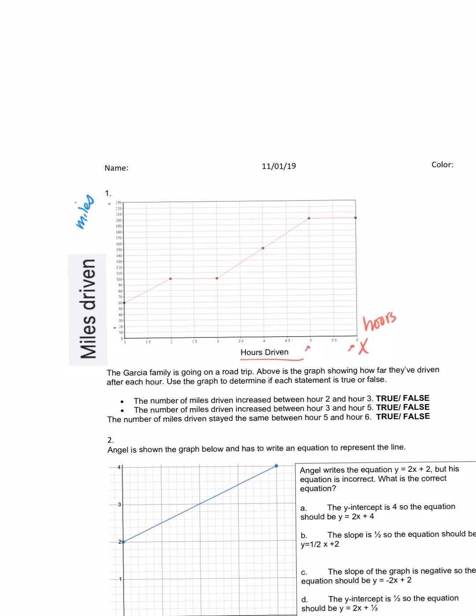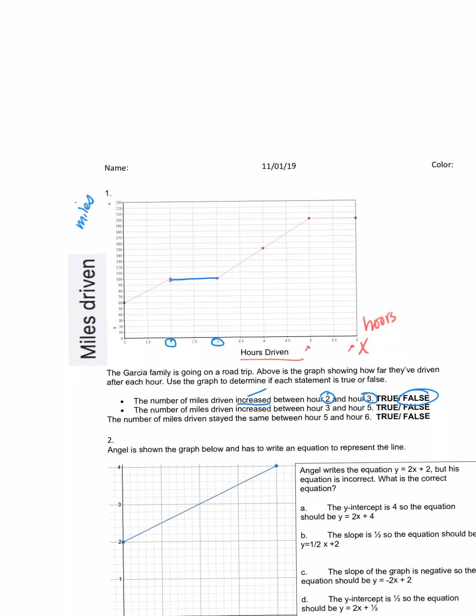The Garcia family is going on a road trip. Above is a graph showing how far they've driven after each hour. Use the graph to determine if each statement is true or false. So let's go see. The number of miles driven increased between hour 2 and hour 3. Now, 2 and 3, that's here and here. Did it increase? Nope, false.